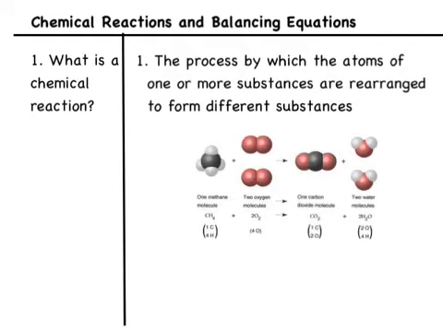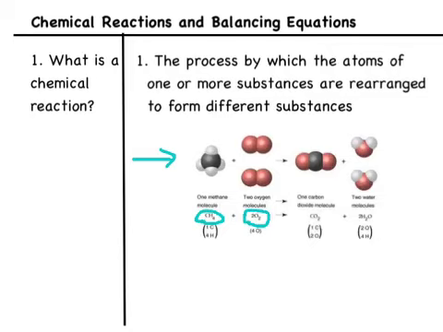We've talked about chemical reactions a little bit in the past, but let's review. A chemical reaction is a process by which the atoms of one or more substances are rearranged to form different substances. If we look here at our example, we've got a chemical reaction between methane, which is CH4, and oxygen, which is O2.